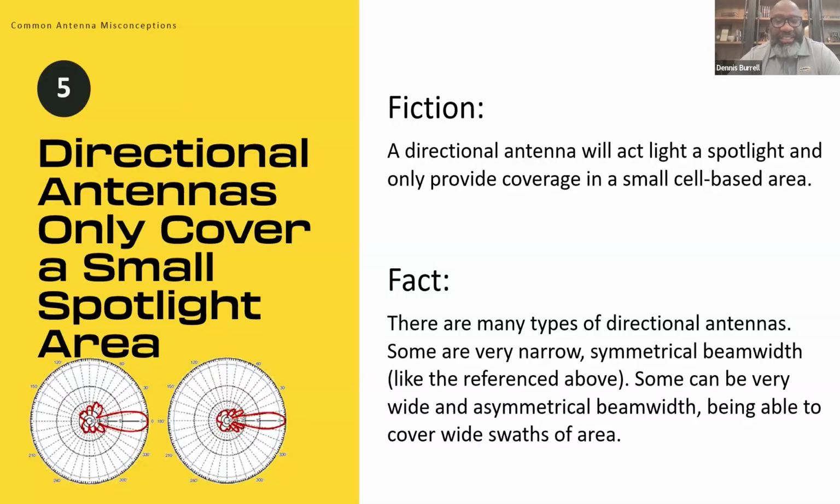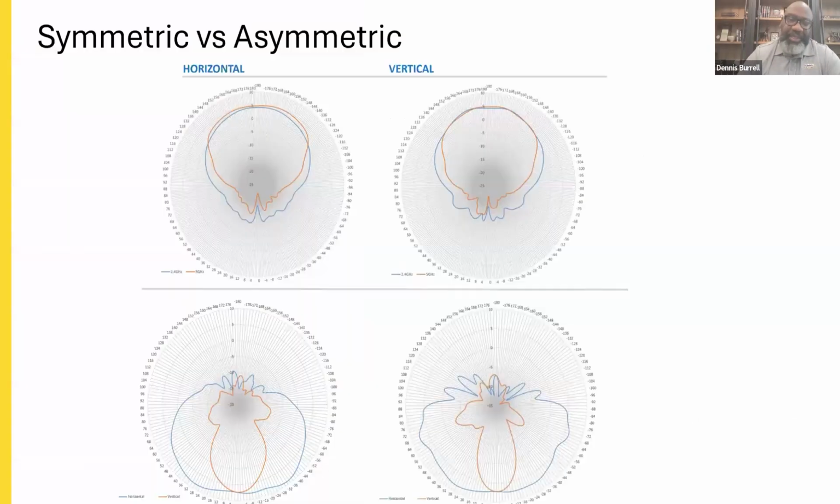I showed that earlier slide of the football stadium with a more symmetrical beam width antenna, which was the high gain, as opposed to a non-symmetrical one, which had a wider horizontal beam width coverage. So right here we have 2 antennas, right? If you look at it, the top one is symmetrical.